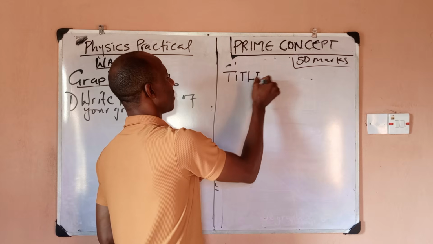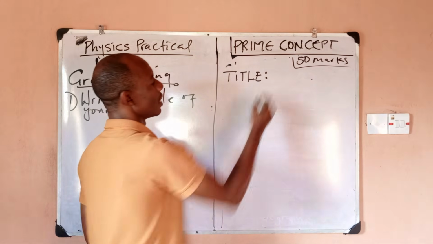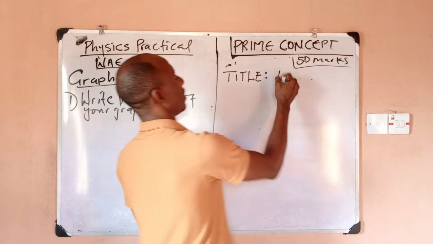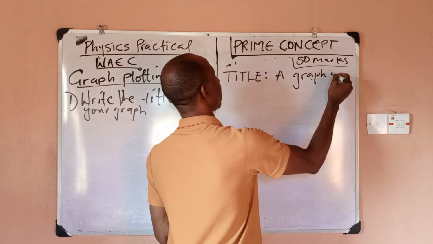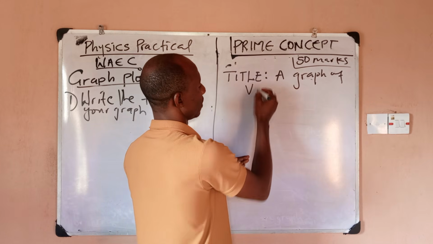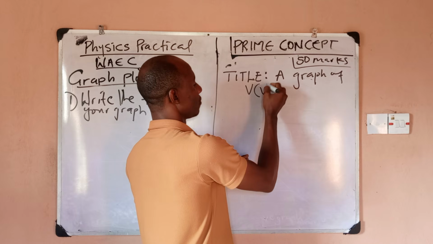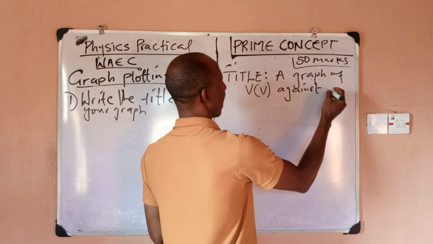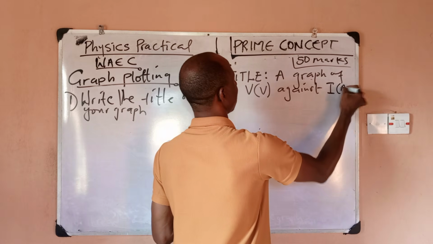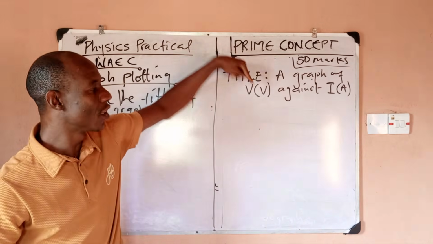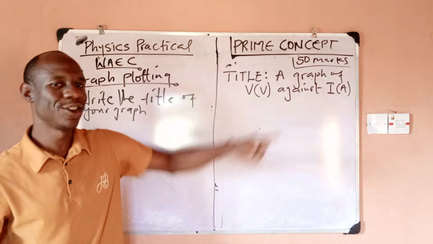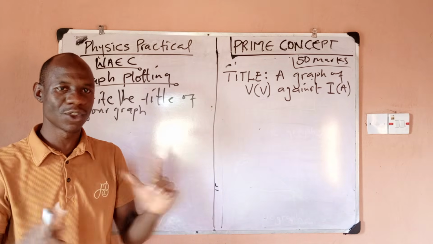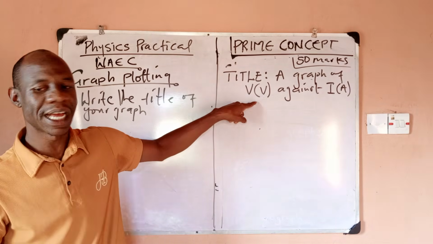This is the format for writing your title. Let's say you are plotting a graph of voltage against current. So you're going to say a graph of V, in volts, against current I, in amperes. This is how you write your title. You include your unit. Don't forget to write the unit. They are looking for you to get you at this point, so you must be conscious. In physics, we don't joke with units.